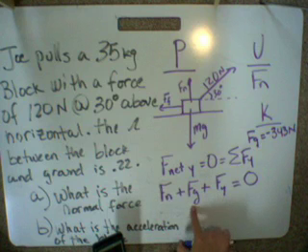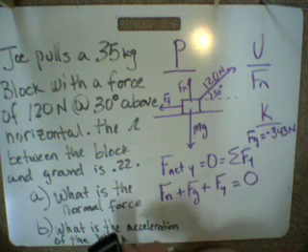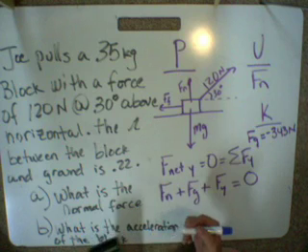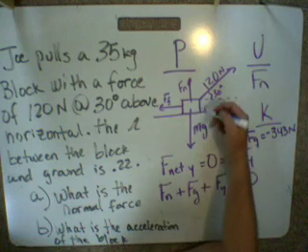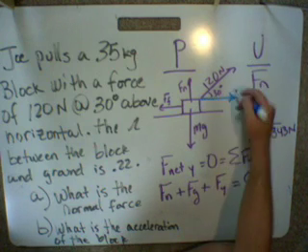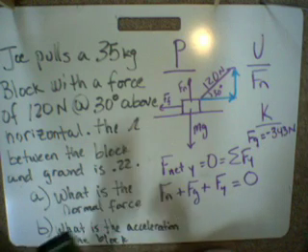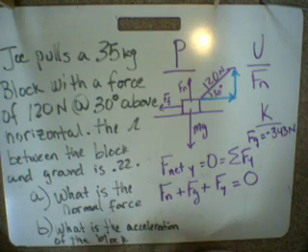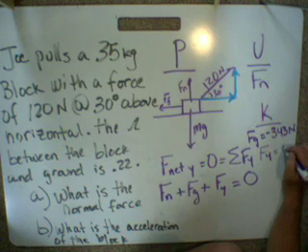The second thing that we need to know is F in the y direction. But unfortunately, we were only given that it was 120 newtons at 30 degrees above the horizontal. So what we need to do is to break this force vector into its components, x and y. To find what it is in the y, I just have to do a little bit of trigonometry. 120 times the sine of 30 gives me 60. So I know that F in the y is a positive 60.